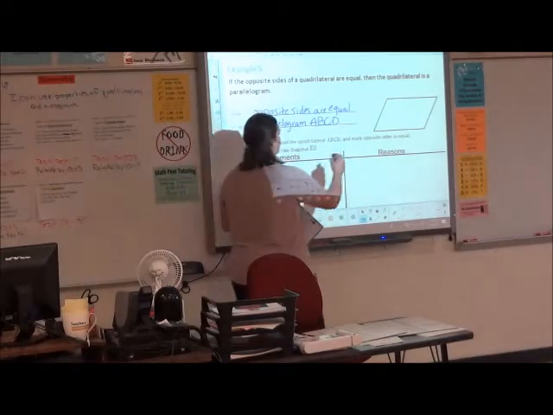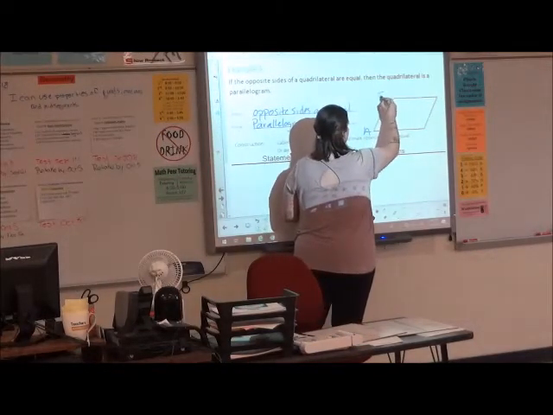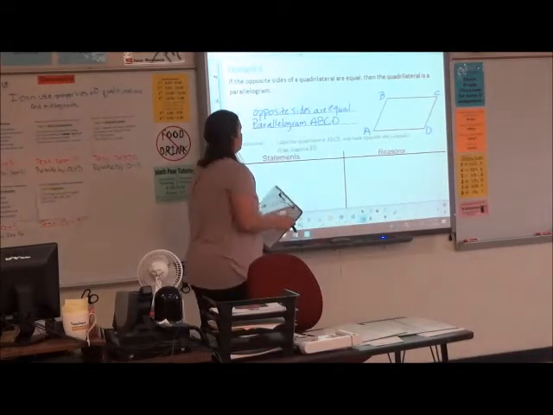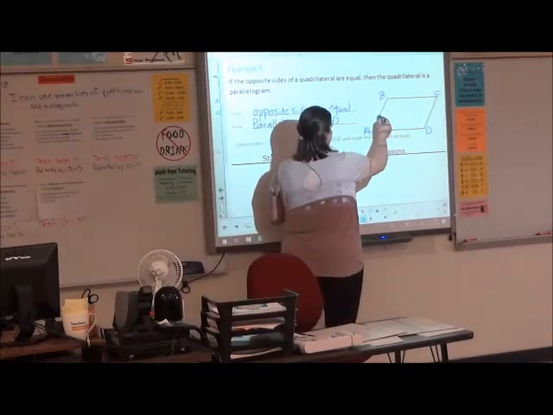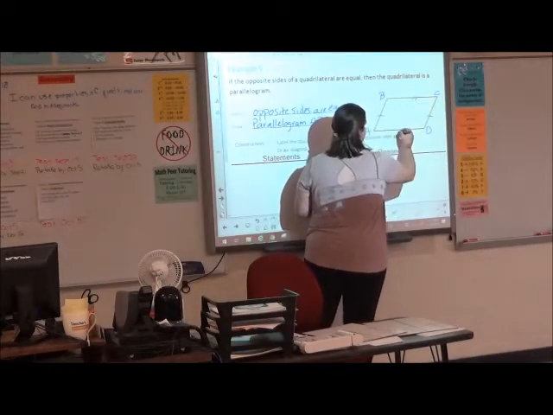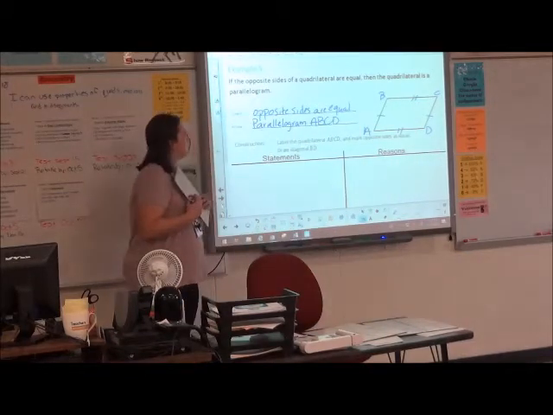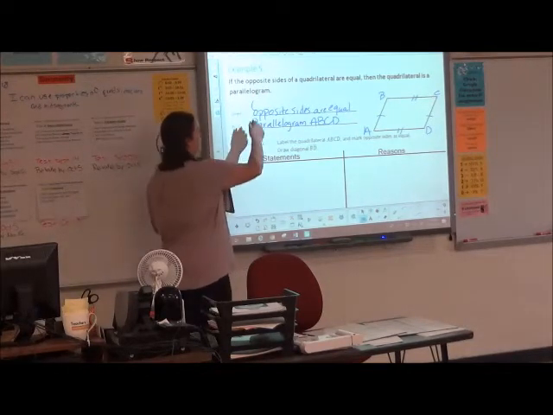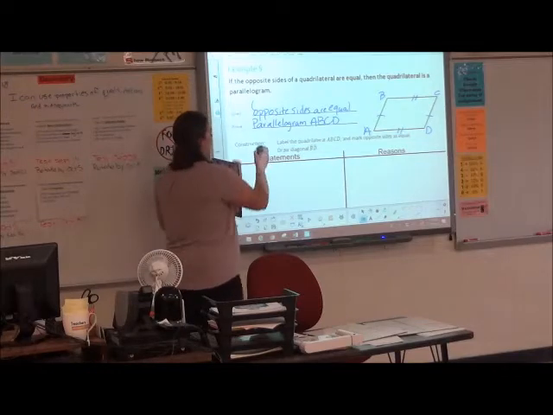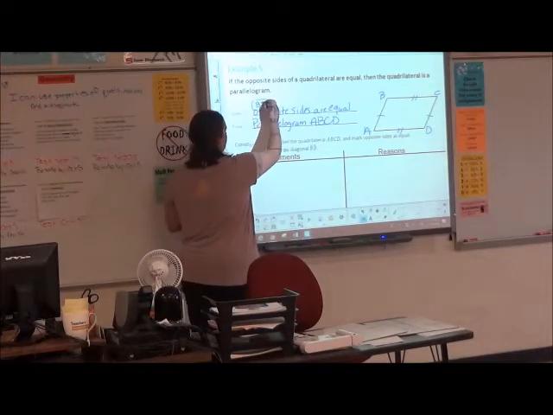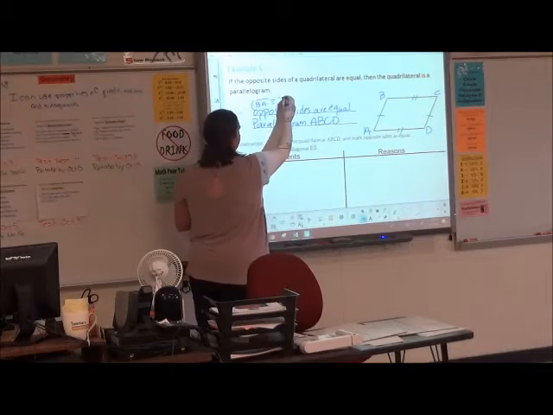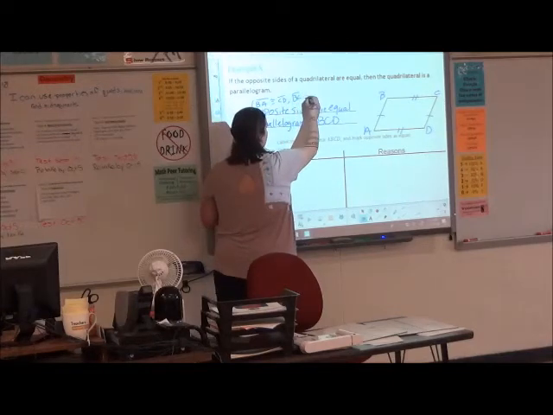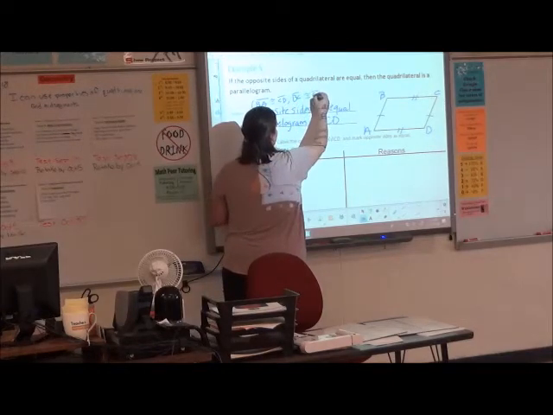Okay, now I'm going to go ahead and label my parallelogram. And we know that the opposite sides are equal. So since we know opposite sides are equal, I'm just going to go ahead and write down which segments are equal to each other up here, so it'll help me visualize it. So I know that segment BA is congruent to segment CD, and segment BC is congruent to segment AD.